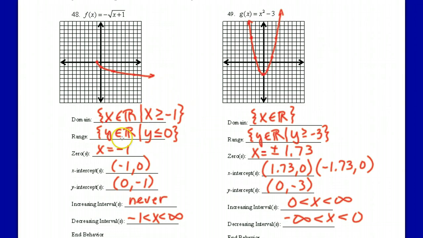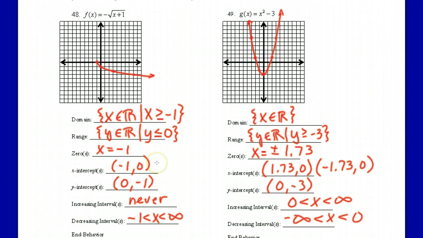So the range would be all real numbers where y is less than or equal to 0. Now, the other things you're just looking at. The zero would be -1. You can write it as x equals -1 as a zero. Remember, these are places where you hit the x-axis. You write it as an ordered pair when you do an intercept.